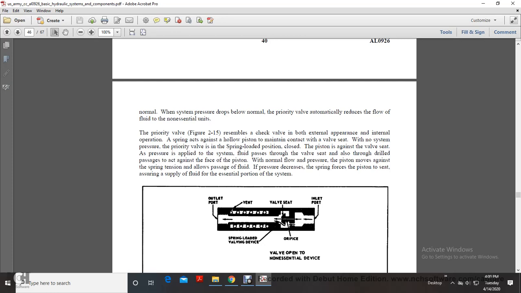The priority valve resembles the check valve in both external appearance and internal operation. A spring acts on a hollow piston, maintaining contact with the valve seat. With no system pressure, the spring-loaded piston is closed against the valve seat. But as pressure is applied to the system, fluid passes through the valve seat and also through a drilled passage, acting on the face of the piston. At normal pressure, the piston moves against the spring tension, allowing the passage of fluid. When pressure decreases, the spring forces the piston to the seat, assuring the supply of fluid to the essential portion of the system.